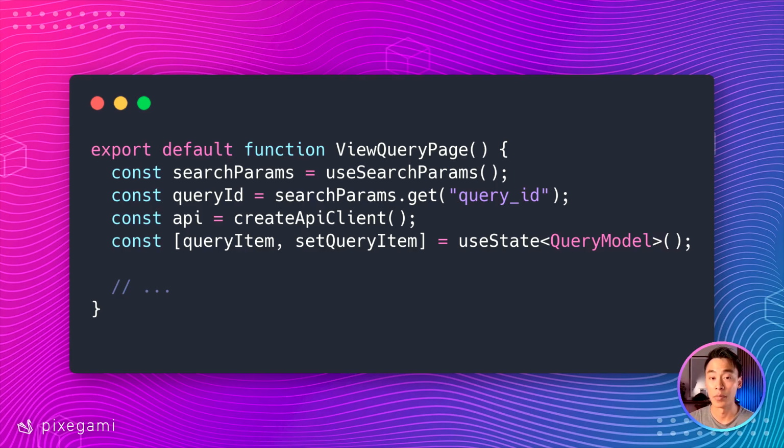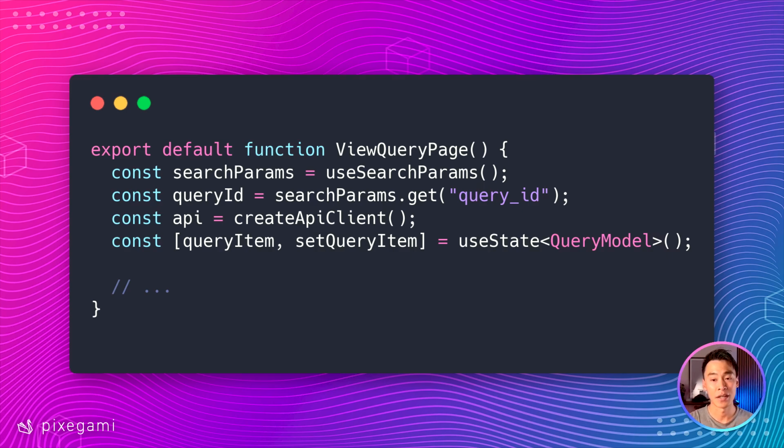First, we're going to create a component as a new function, which we're going to call ViewQueryPage. And we're going to use this useSearchParams hook to get the query ID from our URL. We'll use our previous helper function to create a new API client. And finally, we'll set up a useState hook to store the query item. So in case you're not familiar with this hook, this is how we can store state, in this case our query item, within our component.